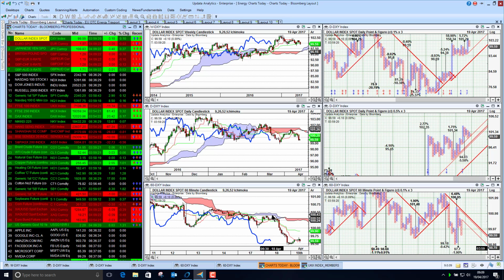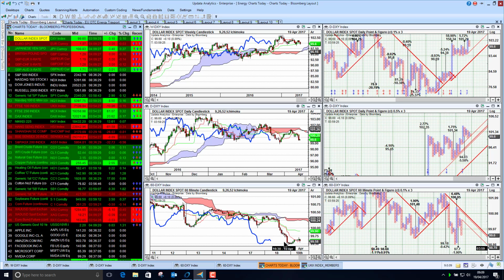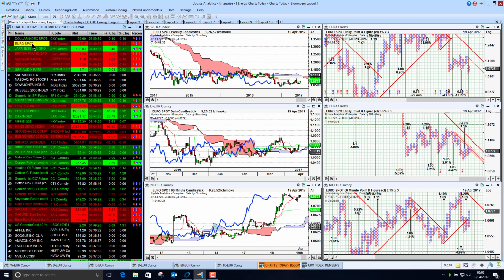Dollar looking weak. Yesterday really selling off against a basket of currencies. Sterling would have been one of the drivers there. We've activated the downside target of 97.70. That's about 2% downside. So we're just seeing that dollar weakness kicking in.